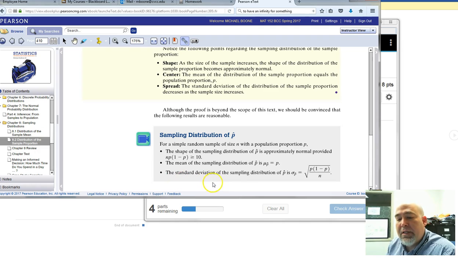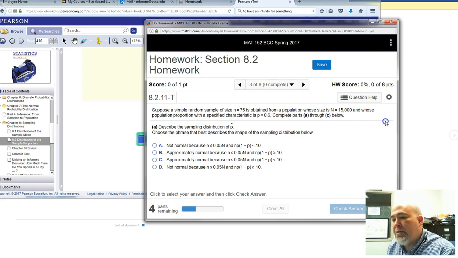But the standard deviation of the sampling distribution of p-hat is the square root of p times 1 minus p over n. This is something that we'll have to calculate when we're dealing with proportions and we're looking to find probabilities or proportions, percentages of populations. So let's look at an example.